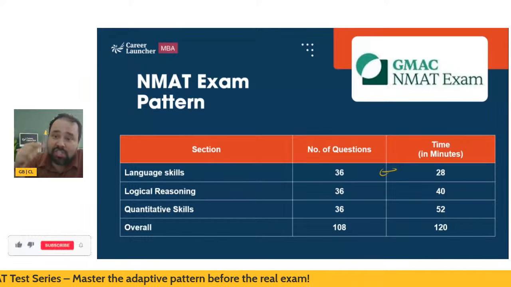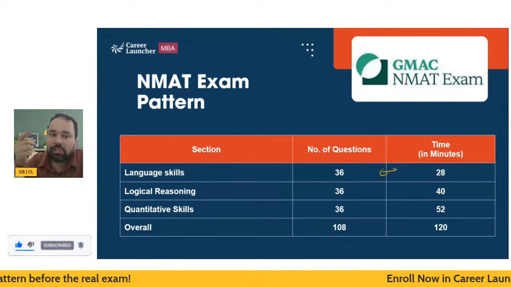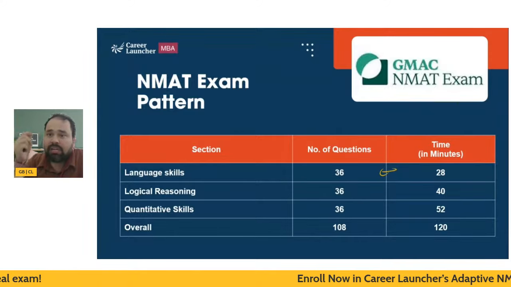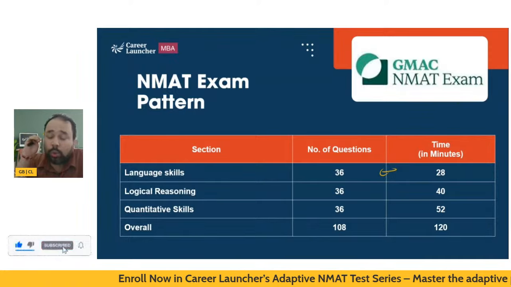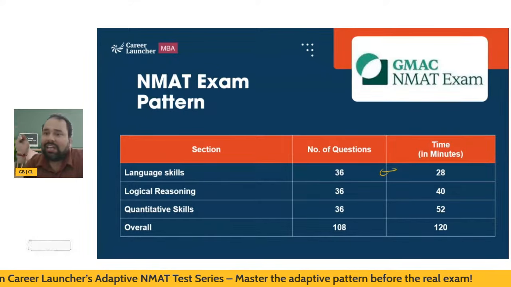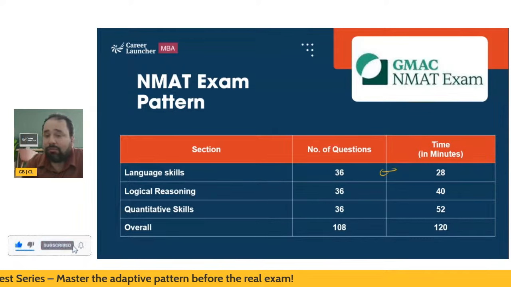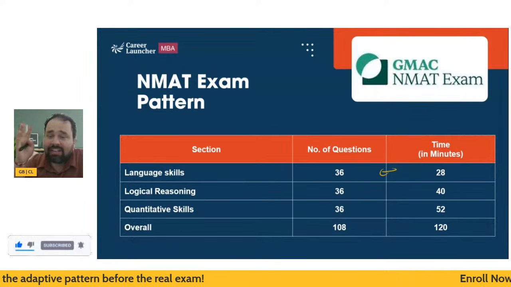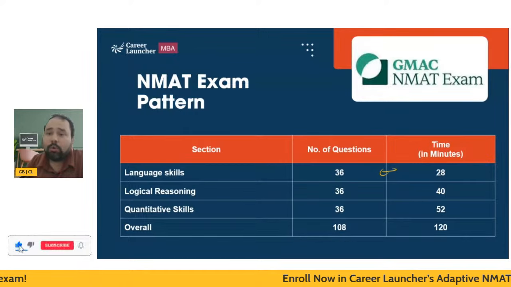Here, the number of questions is the same, but the time changes because they are testing different things in different sections. In language skills, they're testing speed, your knowledge of grammar, and your knowledge of vocabulary. They are not going too deep into RCs or parajumbles and critical reasoning like in CAT. So they don't give you too much time. Roughly, if I'm doing my math correctly, you're talking about anywhere between 45 to 50 seconds per question, nothing more than that.